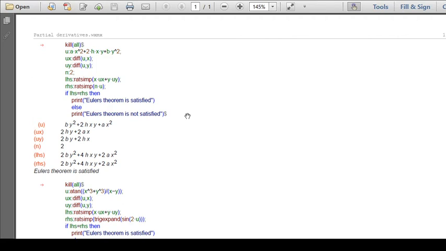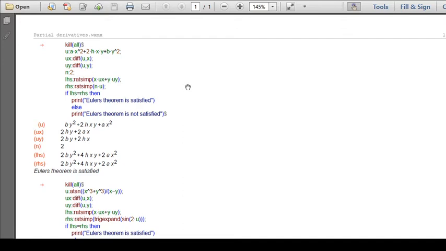Now let us discuss how to write Maxima programs to verify Euler's theorem and also how to find Jacobian. First, let us discuss how to verify Euler's theorem. Suppose the given function is ax square plus 2hxy plus by square. We know that Euler's theorem is applicable for homogeneous functions.